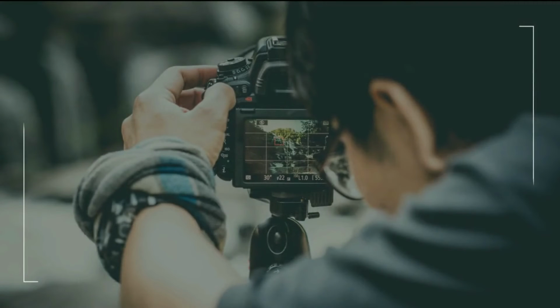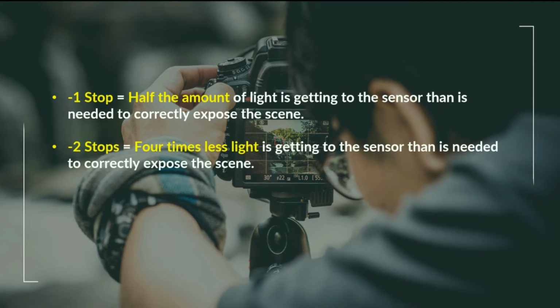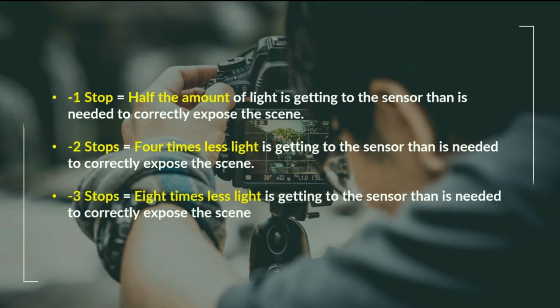So just to review our minus stops. -1 stop, that's half the amount of light getting to the camera sensor than is needed to correctly expose the scene. -2 stops, that's 4 times less light getting to the sensor than is needed to get the correct exposure. And then I'll ask you again, I'm sure you know the answer this time, but -3 stops, how much less light is now coming into the scene? So just type it there into Morpheus. And indeed, it's 8 times less light. 8 times less light is now getting to the camera sensor than is needed to correctly expose the scene.